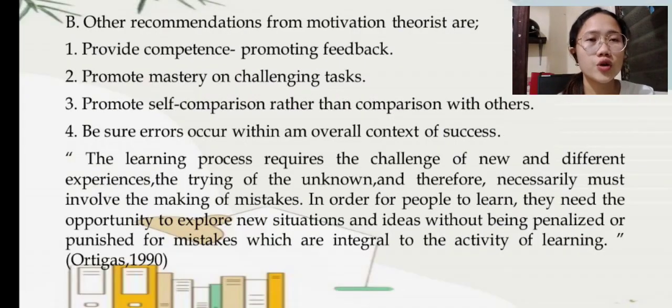So here are other recommendations from motivation theorists. First, provide competence-promoting feedback. So here, communicate to your students that they can do the job. They have the ability to succeed. Second, promote mastery in challenging tasks. Don't give your students extremely difficult nor extremely easy tasks.